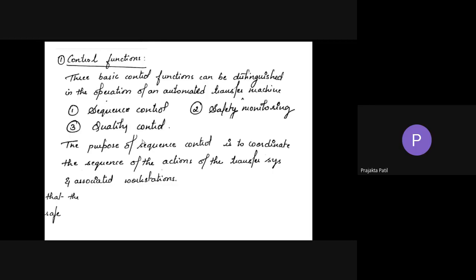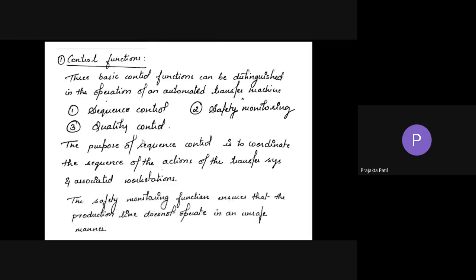Next, moving to the safety monitoring function, it ensures that the production line does not operate in an unsafe manner. Safety applies here to both human workers in the area and the equipment itself. So additional sensors must be incorporated in the line.